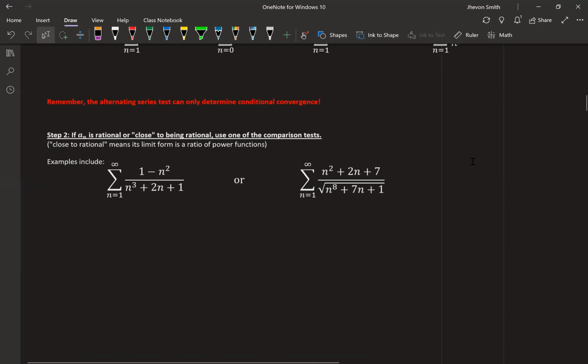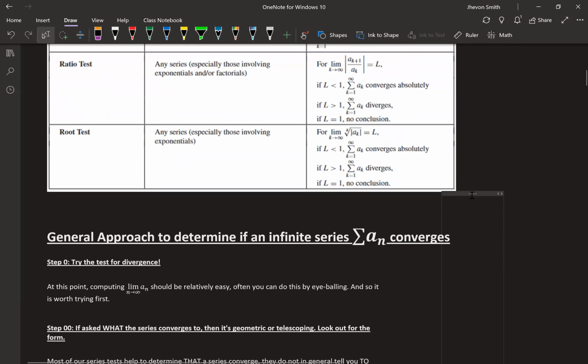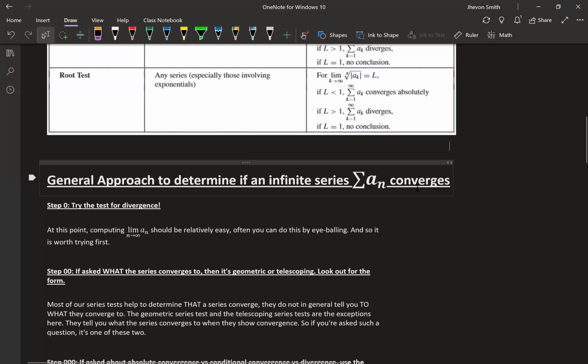It's not as many steps as with integration, but the steps are actually important. So the general approach to determine if a series is convergent. Again, step 0, test for divergence. Always do that first. Look at the limit of a_n. Does it not approach 0? Because if it doesn't, it diverges. It's easy to see, so it's worth trying first all the time, right?